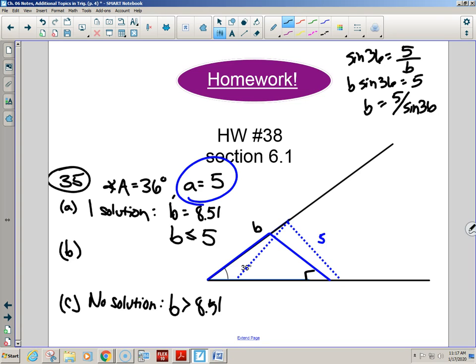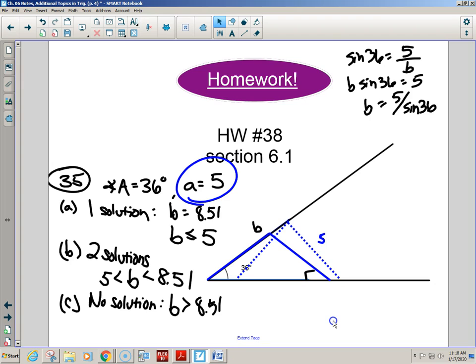So then what's left is 2 solutions, and 2 solutions say, well, as long as that B is something higher than 5, so it won't swing in and hit it. As long as it's something higher than 5, but it's not too long, it's not 8.51. As long as it's higher than 5 and not too long, 8.51, and I'm good.